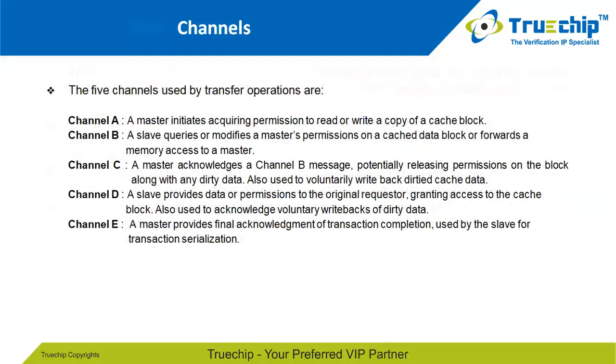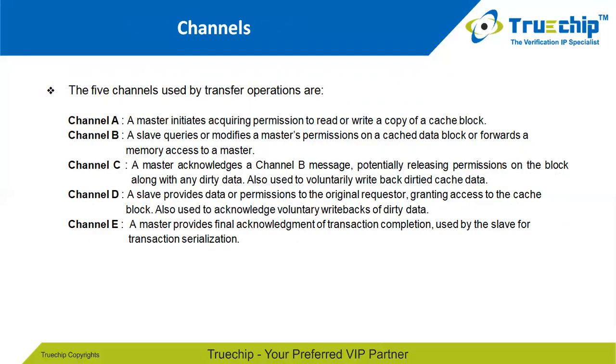As mentioned, TL-C adds 3 new channels to support the transfer operations and perform the memory access operations. The 5 channels used by the transfer operations are channels A, B, C, D, and E. Channel A is used by the master to initiate acquiring permission to read and write a copy of a cache block. Channel B is used by the slave to query or modify a master's permission on a cache block. Channel C is again used by the master to acknowledge a channel B message and also to release permission of the data block along with the dirty data.